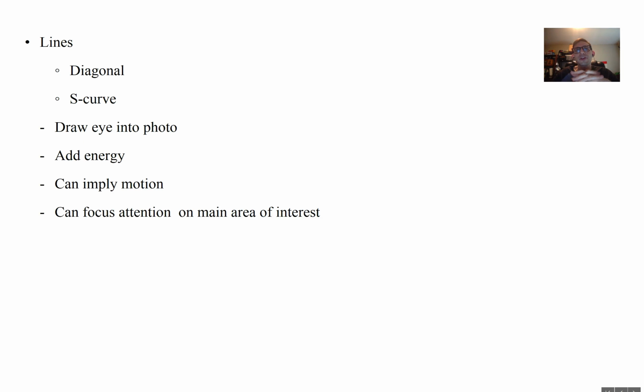Lines. Another composition technique. Diagonal lines as well as S-curve lines draw your eye into the photo. By doing this, it adds energy, literal energy, because you are being guided around an image. Lines can help imply motion, and they can focus attention on a main area of interest.